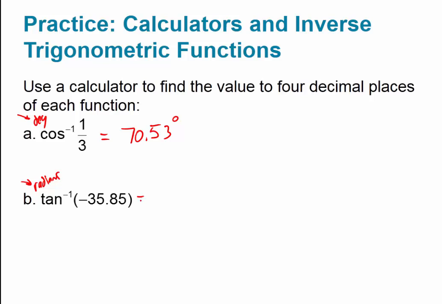Okay, let's take a look now at the second one. Now, tangent in radians. So what I have to do, I have a mode button on my calculator. I hit the mode button, and it switches from degrees to RAD, which is radians. And now, once I get there, I'll take negative 35.85, inverse tangent, and it will tell me now in radians that I'm at 1.54 radians.